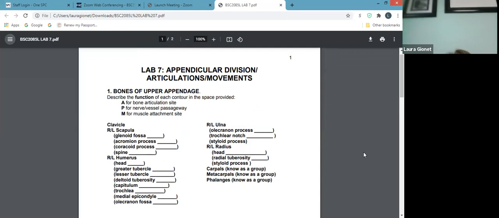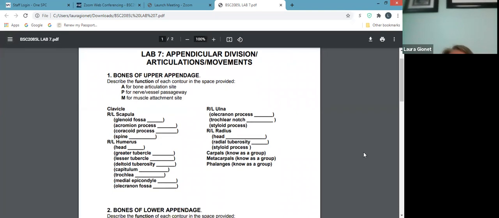So now we're looking at the bones of the appendicular skeleton, which are all the bones of the arms and the legs and each side of the pelvis, right? We'll look at the scapula and each what's called os coxa, each side of your pelvis. Okay, so we're going to start at the upper extremities and work our way out.